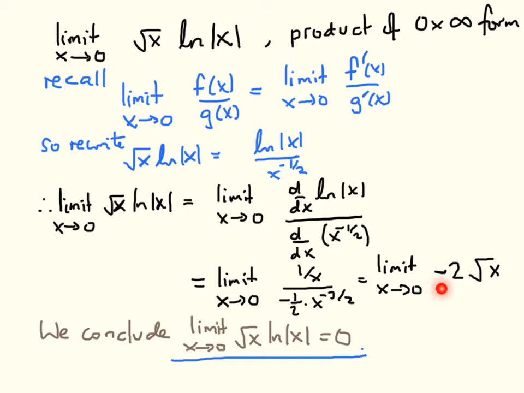And now this is our result here, and we're interested in the limit as x goes to 0 of this result, so it's minus 2 times 0, so we conclude that the answer here is that the limit of this product is going to vanish as x approaches 0. And with that, we can move on to the next question.